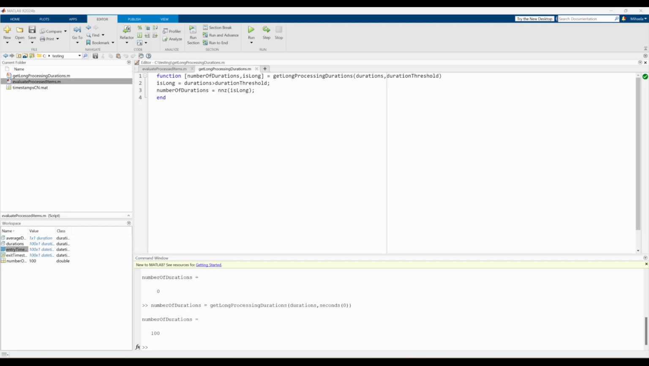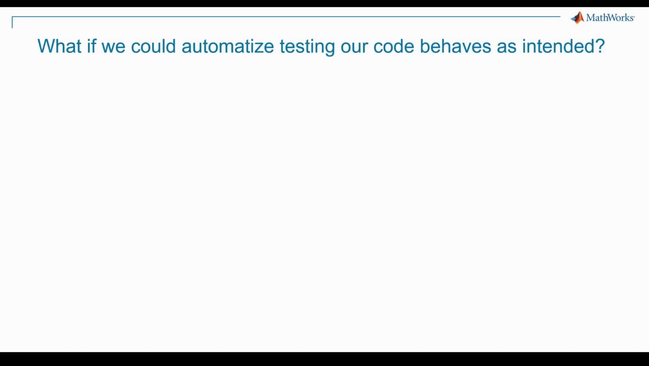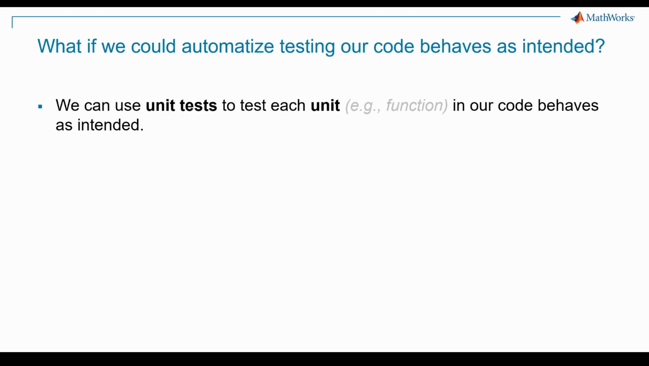However, we had to retest things manually. And this could become hard to manage as we carried on adding more functionality and we had to perform more tests. Going shortly out of MATLAB, what if instead of testing manually, we could automate testing that our code behaves as intended? Well, we can. Namely, we can use testing frameworks in MATLAB to automate testing that our code behaves as it should. In the simplest case, we can use unit tests to test that each unit of our code, for instance, each function, behaves as it should.